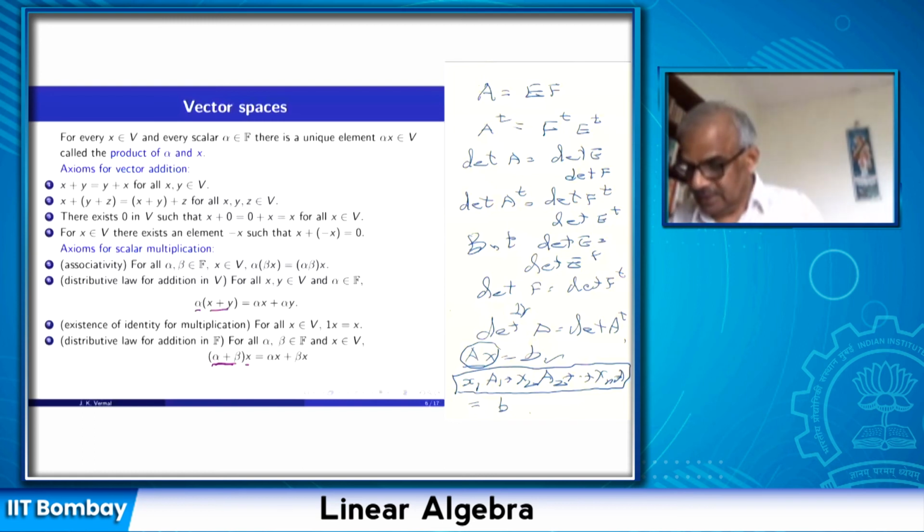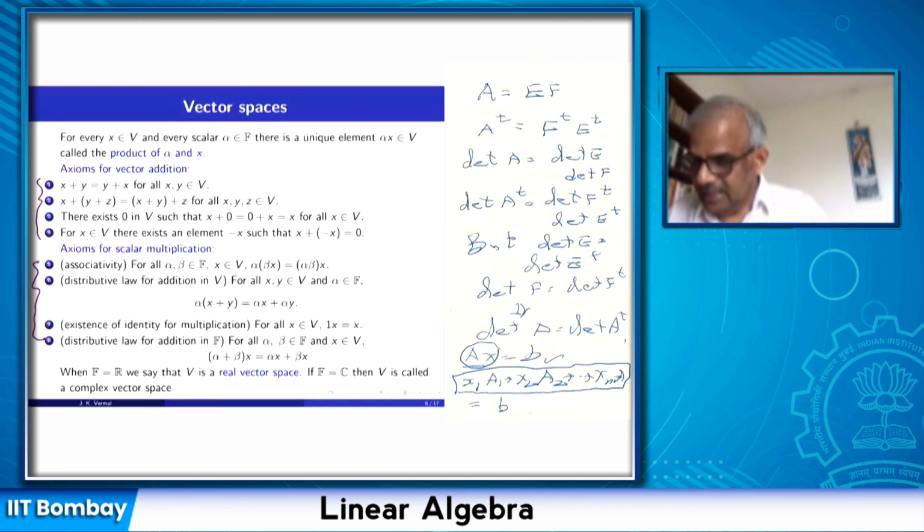So any set of vectors with these two operations of addition of vectors and scalar multiplication which satisfies these 8 axioms is called a vector space. When F is equal to R, we say V is a real vector space. If F equals C, then V is called a complex vector space. So we will come across real vector spaces and complex vector spaces.